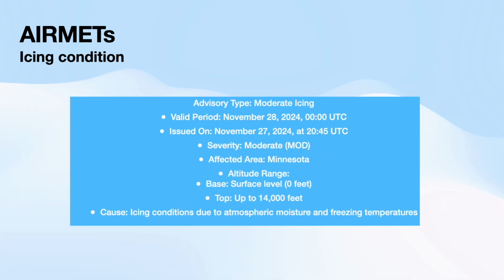This slide presents an AIRMET for moderate icing conditions. The advisory is valid till November 28th at 0000 Zulu and was issued on November 27 at 2045 Zulu. The advisory highlights a moderate severity level with the affected area being the state of Minnesota. The icing is expected from surface level, or 0 feet, and extends up to 14,000 feet in altitude. This advisory is issued due to icing conditions caused by atmospheric moisture combined with freezing temperatures.